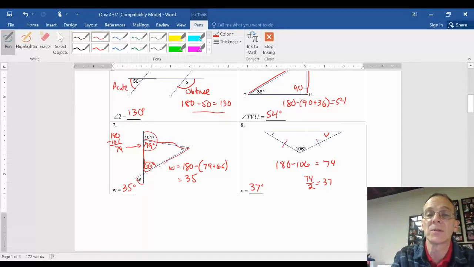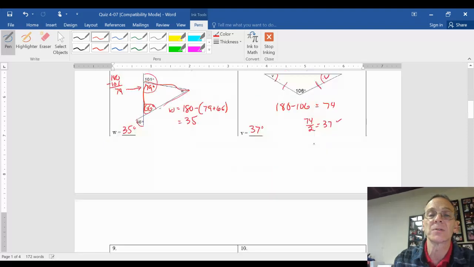Because of the congruent sides here, there must be congruent angles here. So subtract the 106 from 180 to get 74. Split that 74 between these 2 angles here.